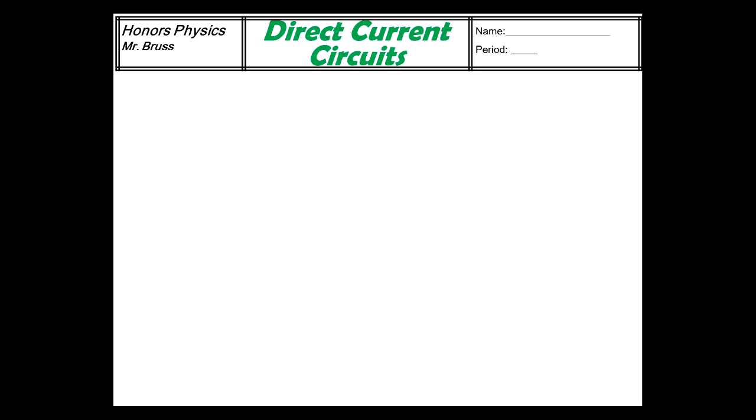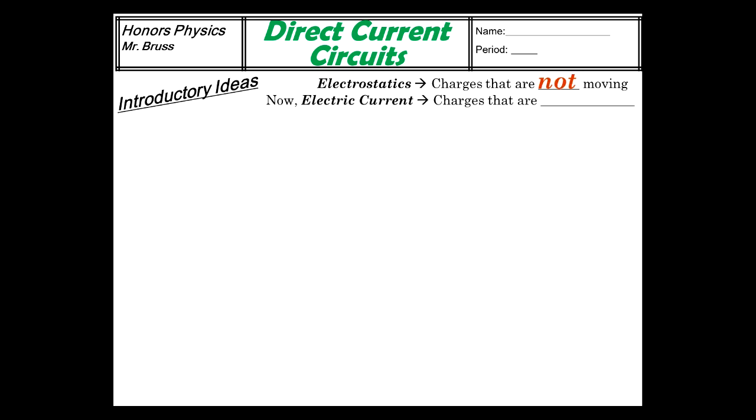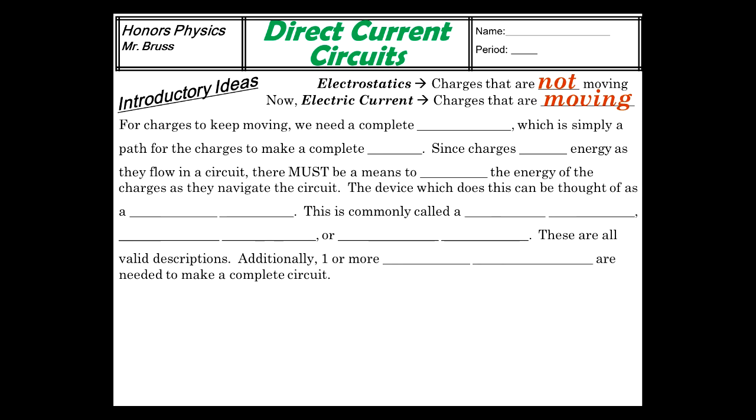We have finished a basic introduction to electrostatics, and now it's time to press onward and look at, you could say, electrodynamics, but I'm calling this unit direct current circuits, and there are some basic introductory ideas I would like to convey. So what we've been doing with electrostatics is considering charges that are stationary. They're not moving. So electric current, as you can surmise, are charges that are moving. There's a pretty big difference.